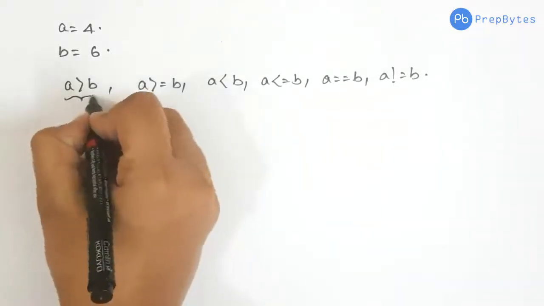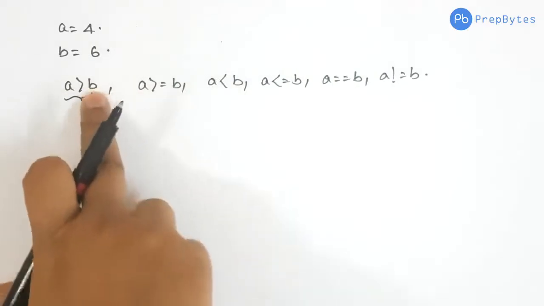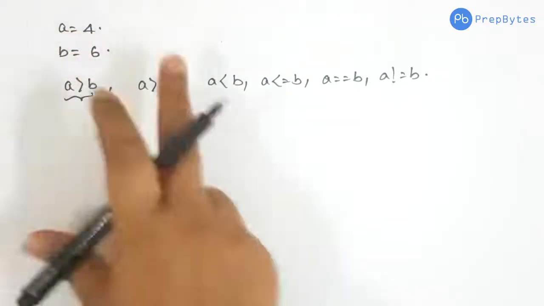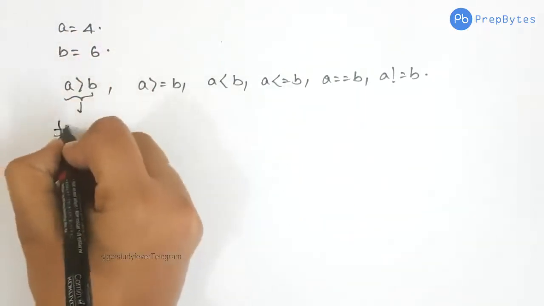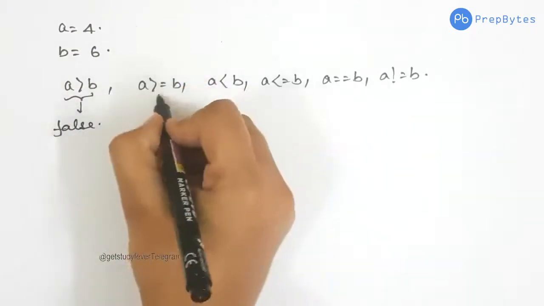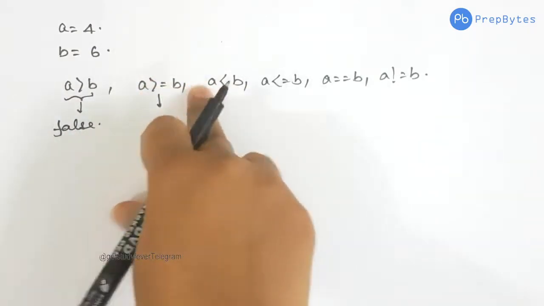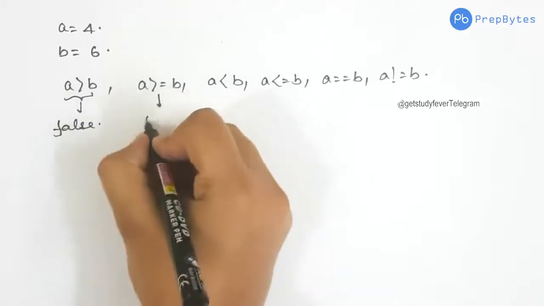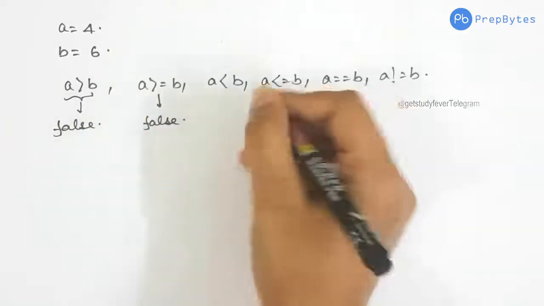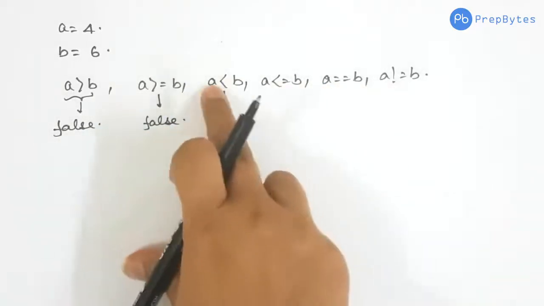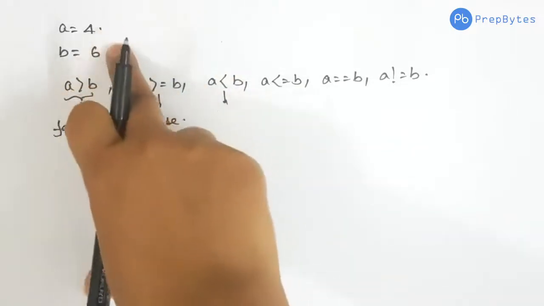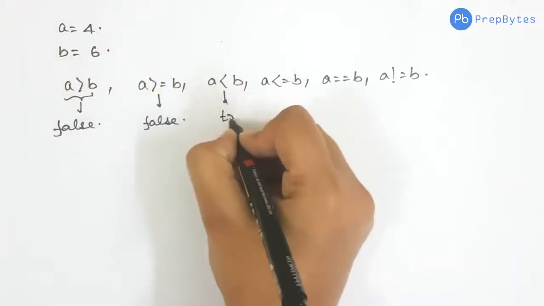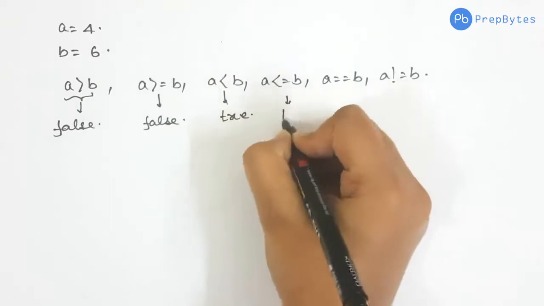So here we are checking a greater than b. Do we have a greater than b? No, so the result of this will be false. Again, here we are checking whether a is greater than or equal to b. No, so again this gives false. Here we are checking if b is greater than a. B is greater than a, yes, so this gives true. This again gives true.